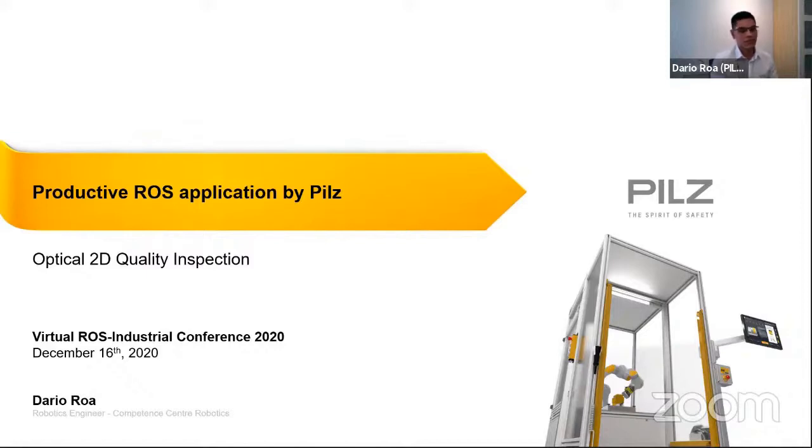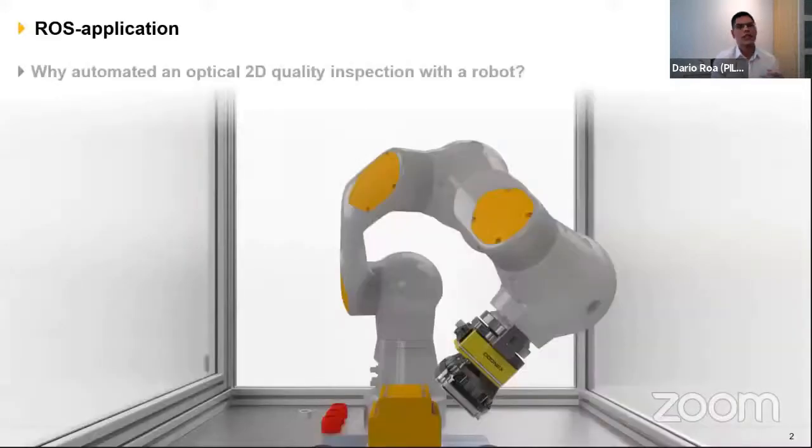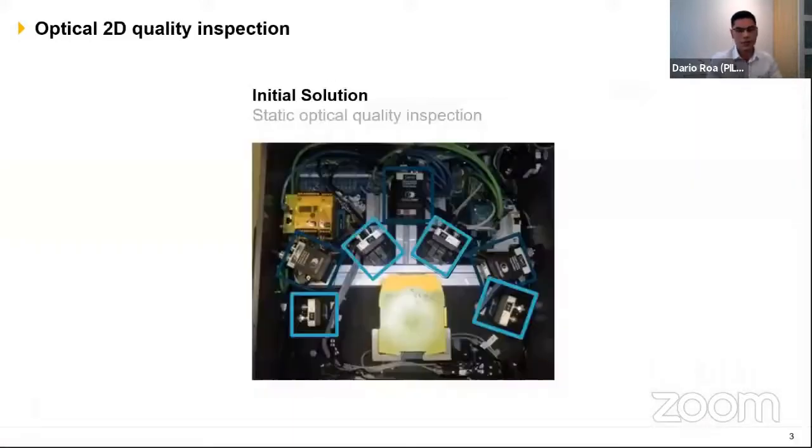So the first thing we ask ourselves is, should we automate this process? In this case, the process that we wanted to see if we could automate is a 2D inspection process. Of course, in the industry, we always ask ourselves if it's necessary or if it's better at all to automate this process. So let's take a look at the existing process before we build the machine.